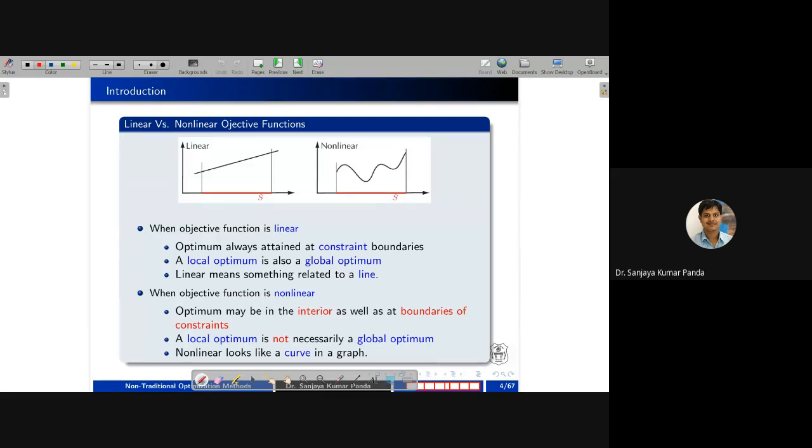Moreover, linear means anything related to the line. Line means you can say y is equal to mx plus c is the equation of a line. So if you go for linear regression, or a variant of linear regression, that is multiple regression, in such cases our objective is to draw one or more lines. Like I can say if this is your x-axis and this is your y-axis, if the x value is increasing, the y value is also increasing. So more or less it is related to the line. In such a case, you can see the optimum is always attained at the constraint boundary. You will find the optimum value on the boundaries only. But when you go for a nonlinear objective function, the optimum may be in the interior part or it may be on the boundary of the constraint. So that is the main issue with the traditional methods, which can be avoided by non-traditional optimization methods.